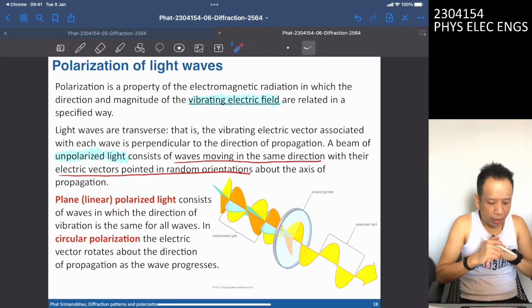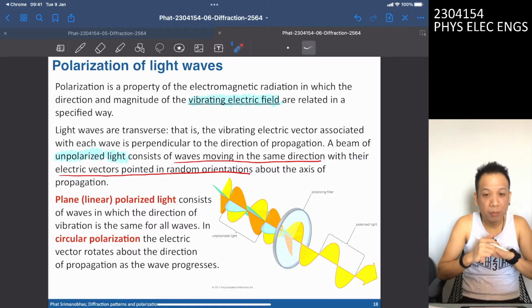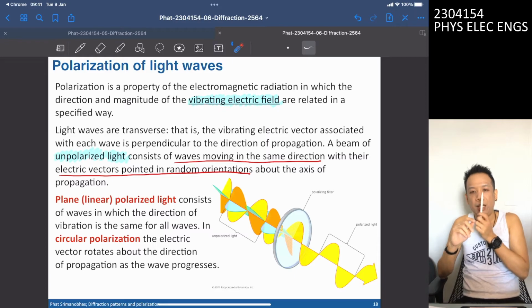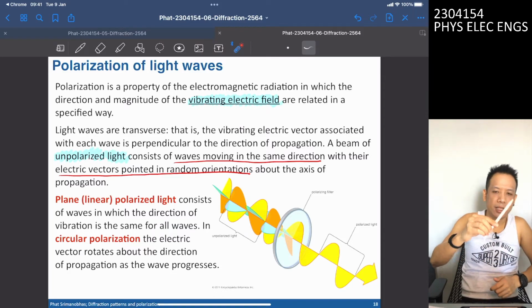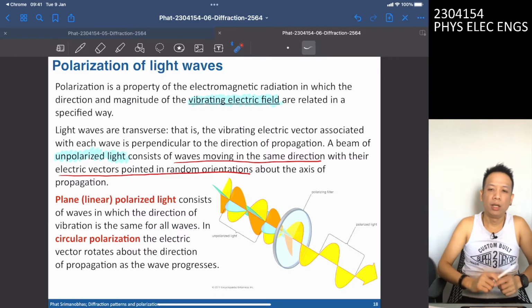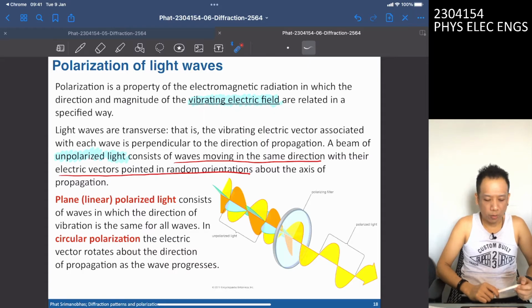Another kind of polarization is what we call circular polarization. The electric vector rotates about the direction of propagation. Instead of selecting just one orientation, it selects this one, and then this one, this one, this one. It goes circular. So that's what we call circular polarization.